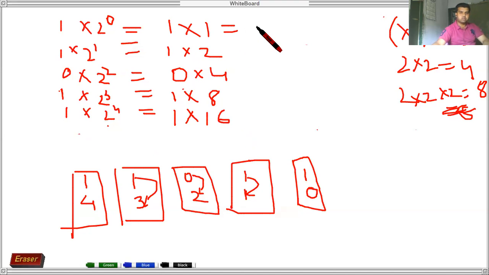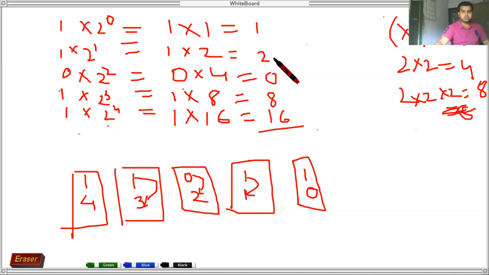Okay, what is the result? 1 into 1 is 1. 2 into 1 is 2. 4 into 0 is? Anyone? 4 into 0? 0. Okay, 0. Then 1 into 8 is 8. And 16 into 1 is 16. Now, once you get all this result, you will add up. So 16 plus 8 is 24. 24 plus 2, 26. 26 plus 1, 27.